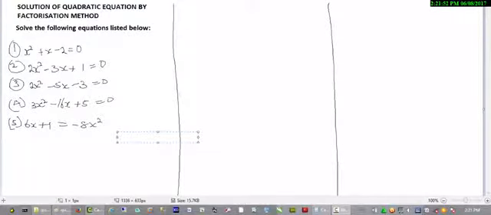Yes, we are back again with another method of solving quadratic equations. This time around, it is called the method of factorization, or the factorization method. So we're going to start immediately without wasting time. We're starting from number one.